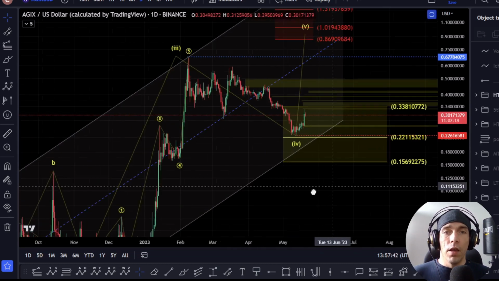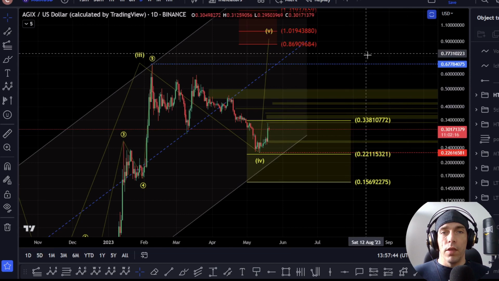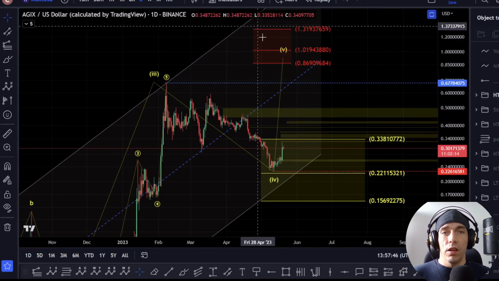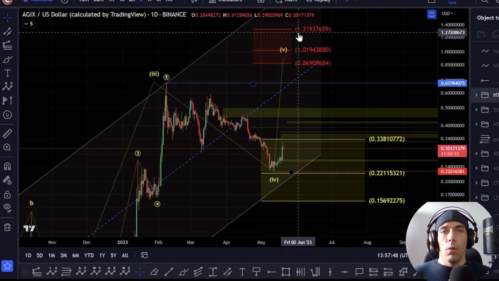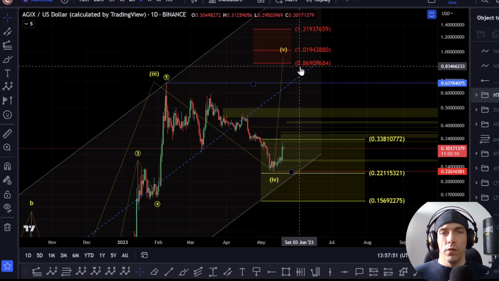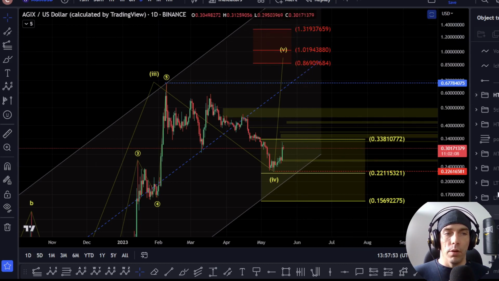Now, if we are looking for this fifth wave to the upside, I'm not going to go too much into the smaller counts here. We're going to do a separate video on that, but basically our fifth wave could potentially look to target out this zone of this $1.31 to this 0.86. So this would be if we turned around from this point here.